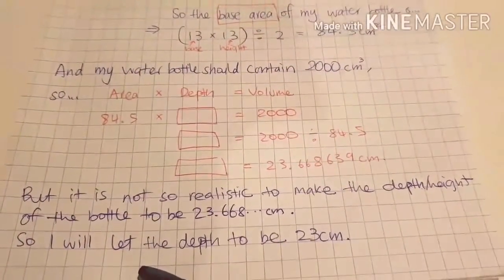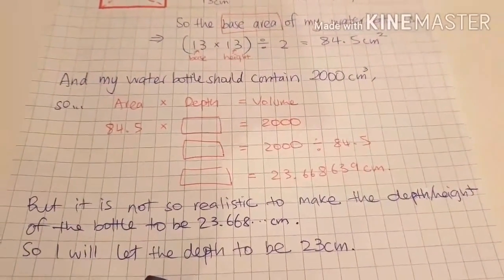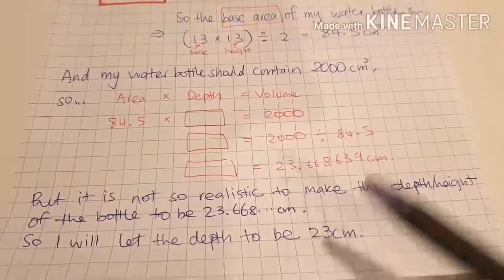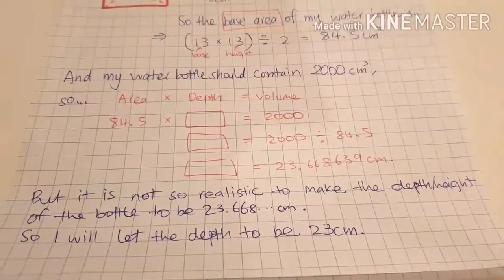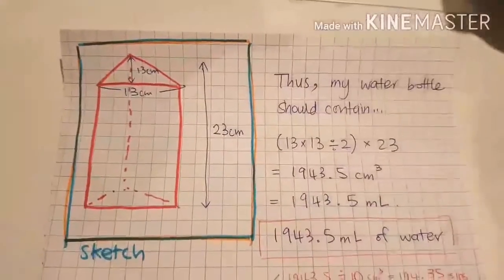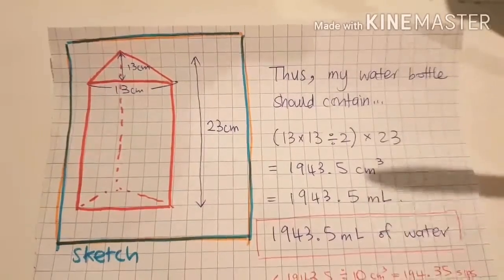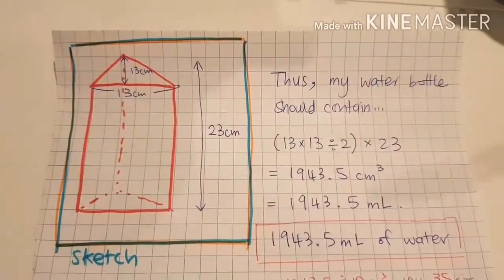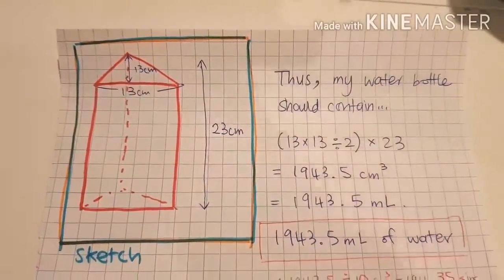So I'm going to let my depth be 23 centimeters, because if I round up and make it 24, it's going to exceed the 2000 milliliters. So I let it be 23 centimeters. There you go. Like this, you need to sketch it, and you should be able to draw me the labels of the measurement of the water bottle.